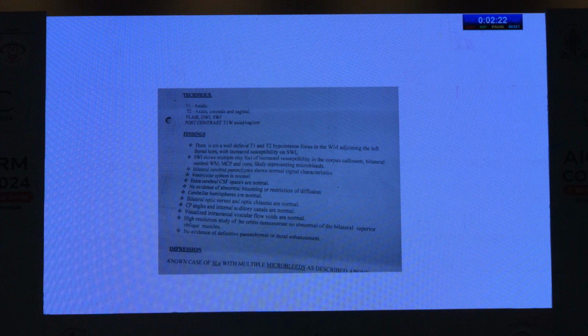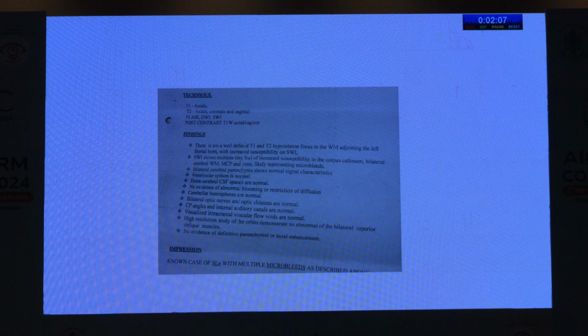Yeah, so this is her imaging. As you see here, microbleeds is all that is described. You can see that there are multiple microbleeds in many parts of the brain, and our findings will sometimes clinch the diagnosis as to where these points are.